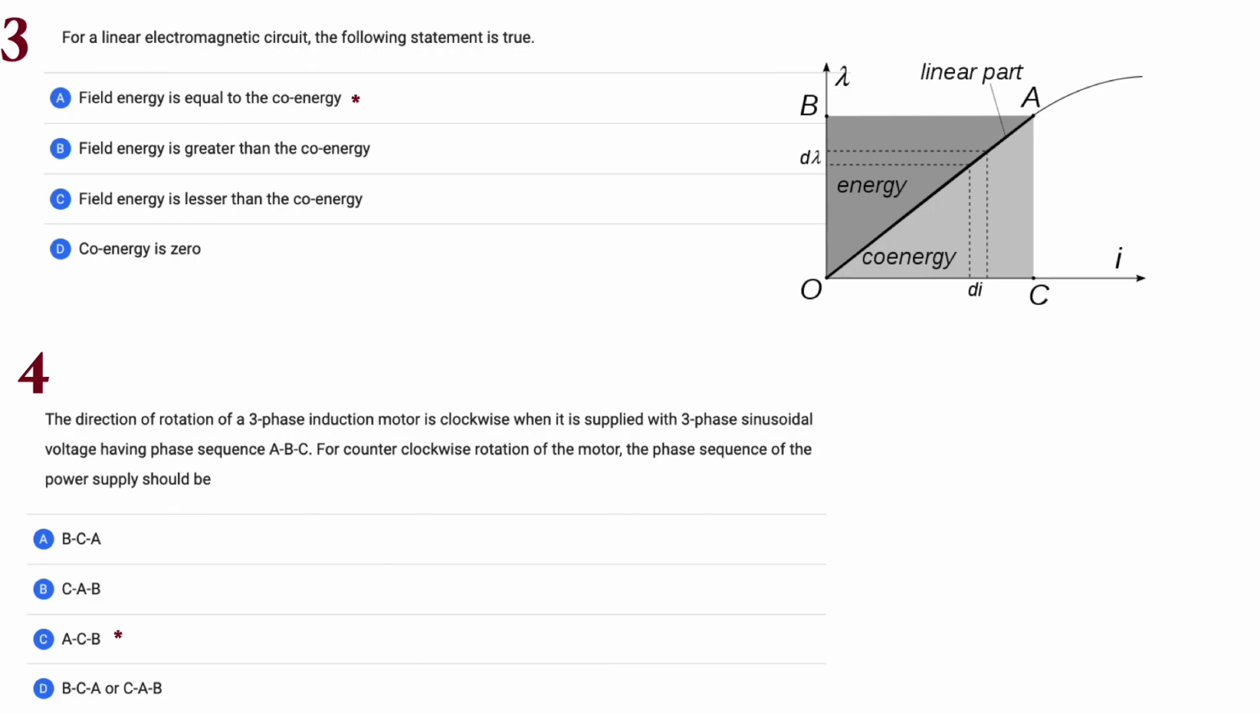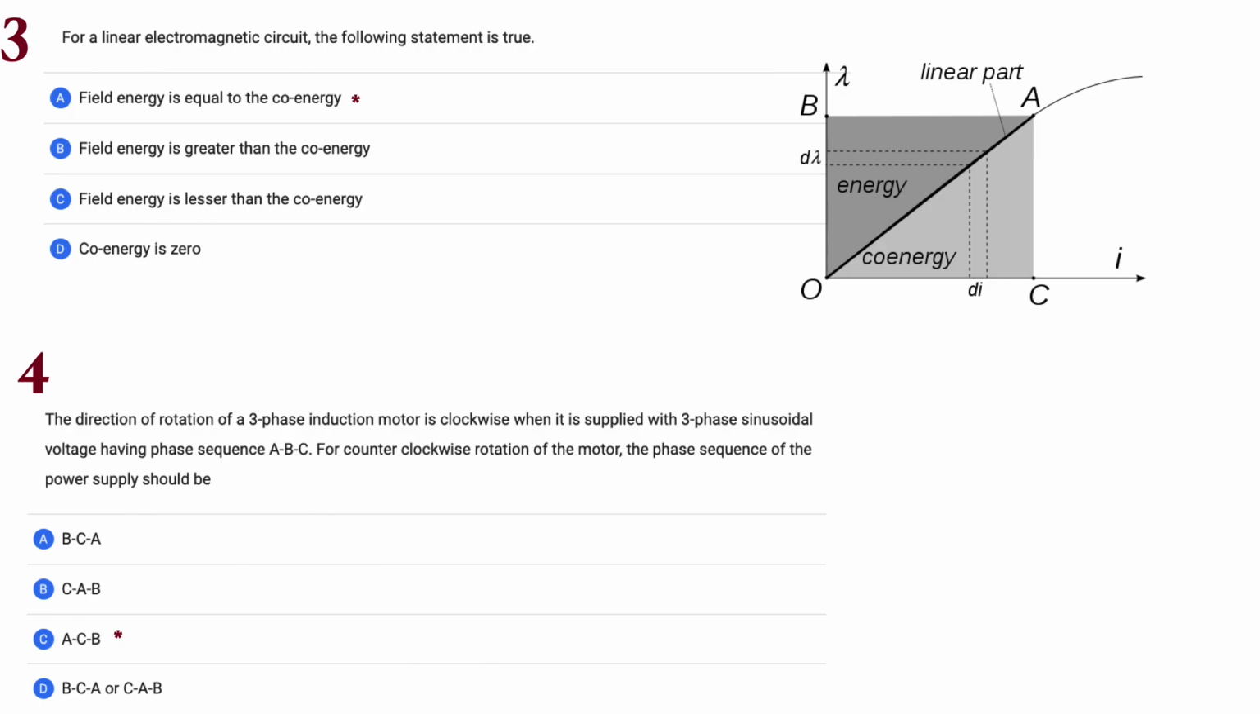So in the linear zone, it can be given as lambda equal to m i, where m happens to be the slope. So you see that i square is going to come into the picture, something like half L i square, etc. So we have the co-energy same as the field energy. So it's equal to the co-energy. Field energy is greater than, so that's something different. Field energy is lesser than, no, field energy is equal to the co-energy. Co-energy is 0, no, co-energy cannot be 0. Moving on to the fourth problem, depending upon the diagram that is given alongside.